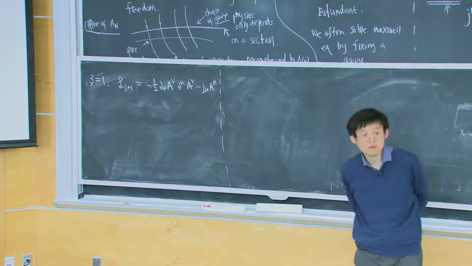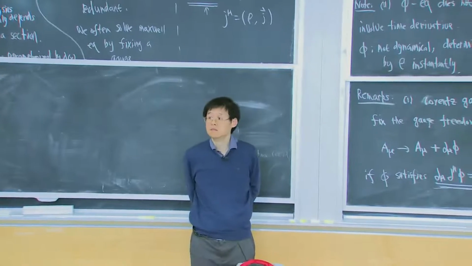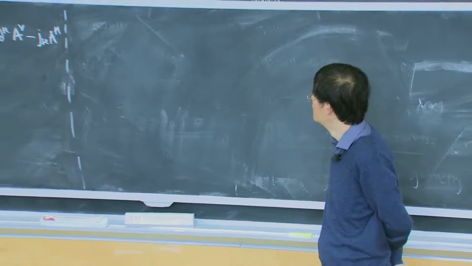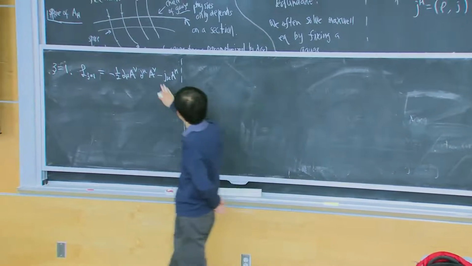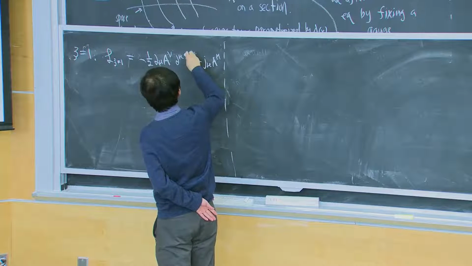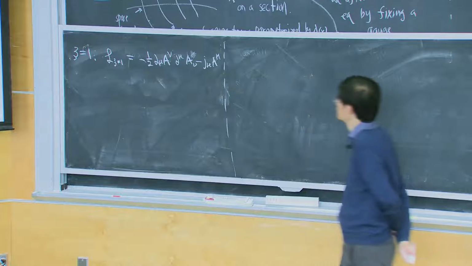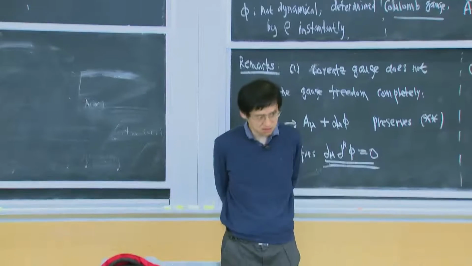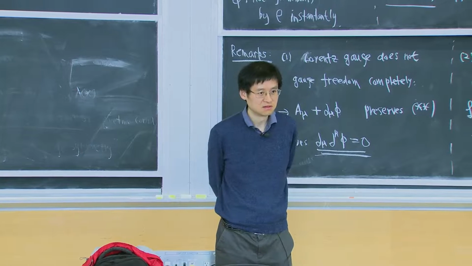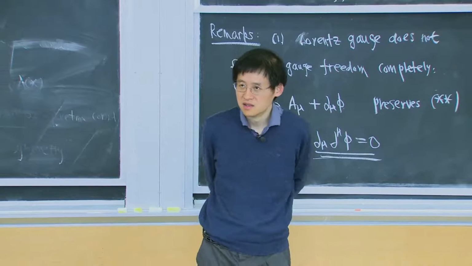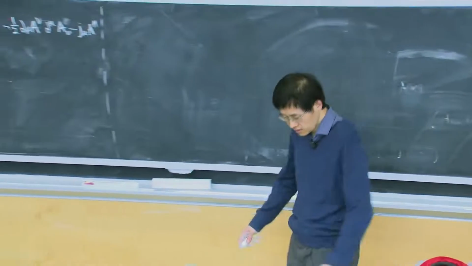Good. Any questions? Yes? Oh, sorry. Yes, so this mu should be downstairs. Okay. So even at the action level, it looks like you have 4 decoupled massless scalar fields.